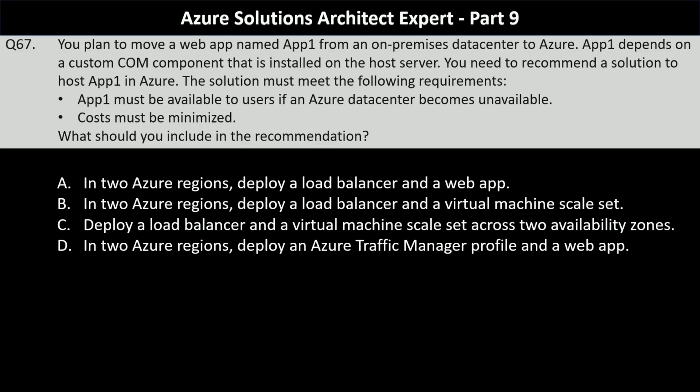In two Azure regions, deploy a load balancer and a virtual machine scale set. Deploy a load balancer and a virtual machine scale set across two availability zones. In two Azure regions, deploy an Azure Traffic Manager profile and a web app.